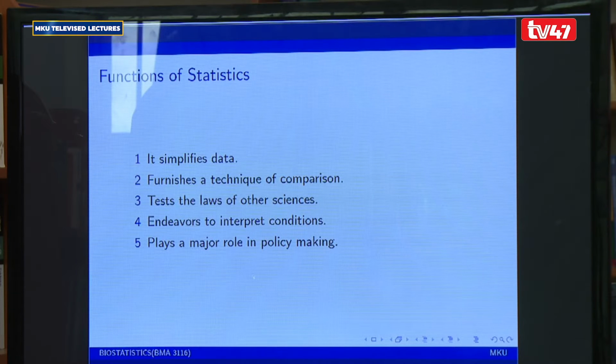Then it plays a major role in policy making. Once you're able to carry out this statistical analysis and come up with findings, it's possible to use those findings as a basis of making a decision in a certain situation.